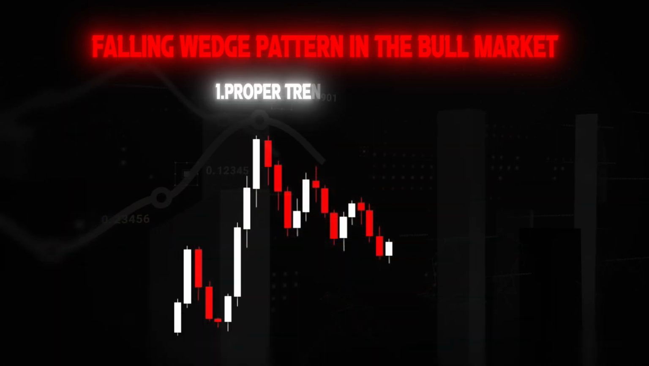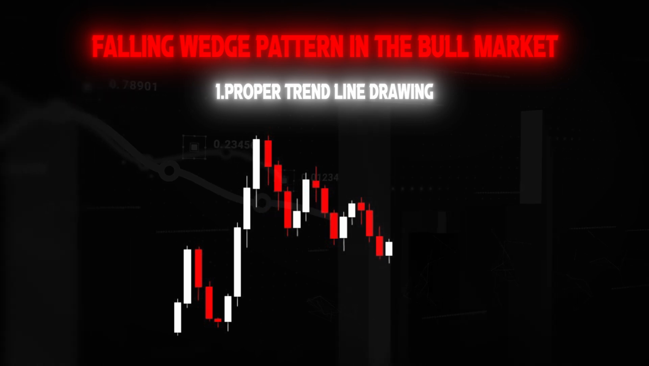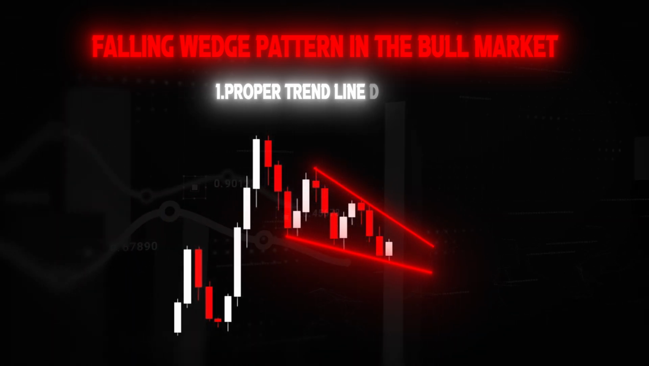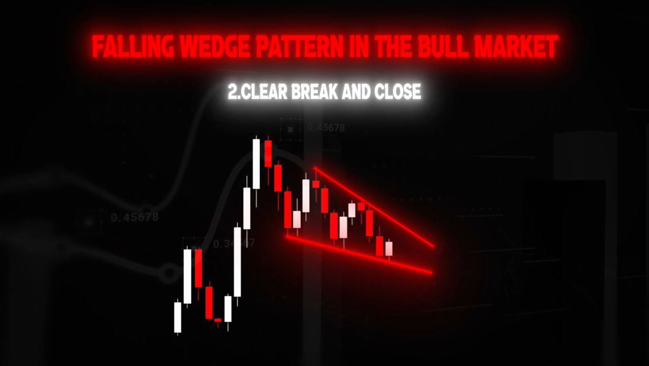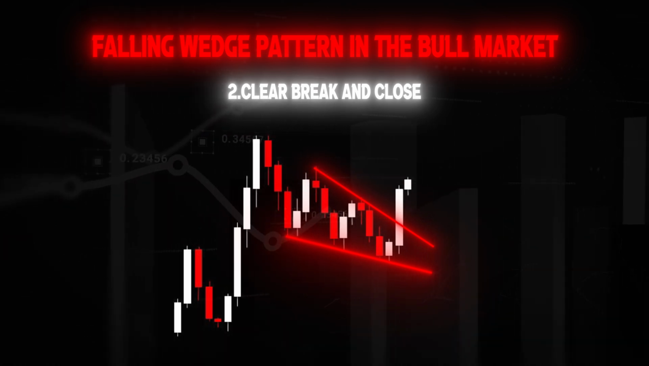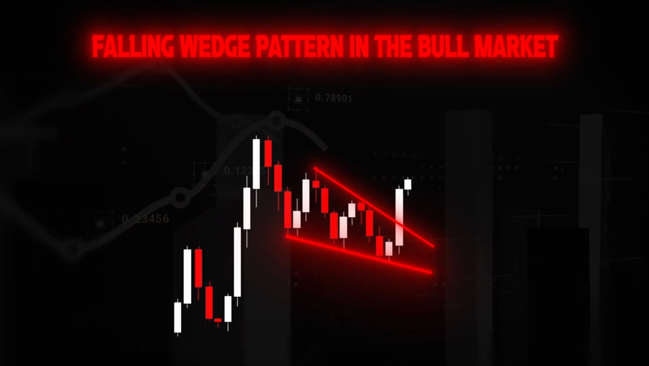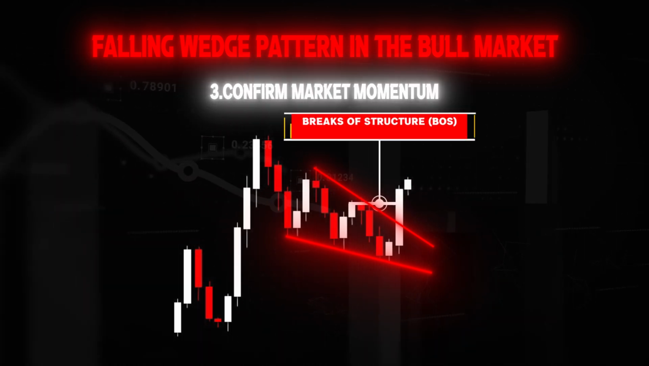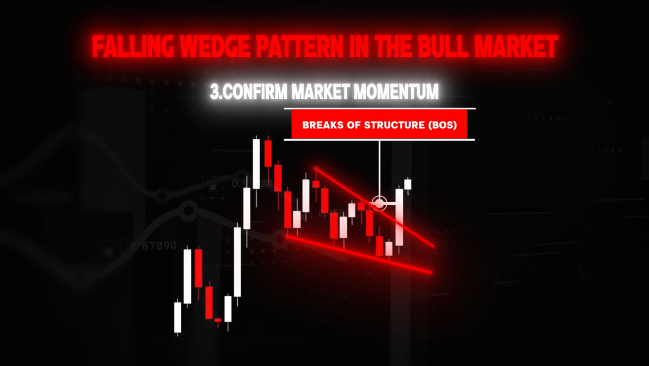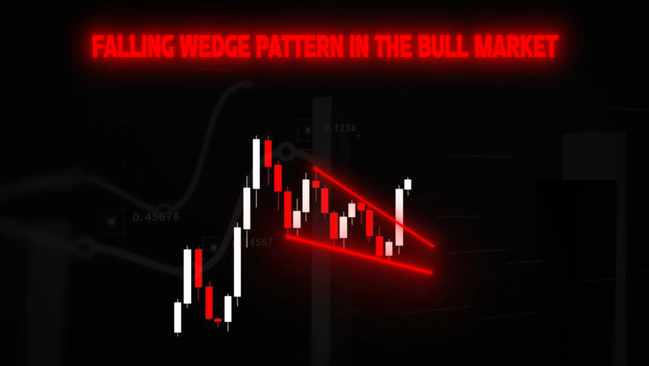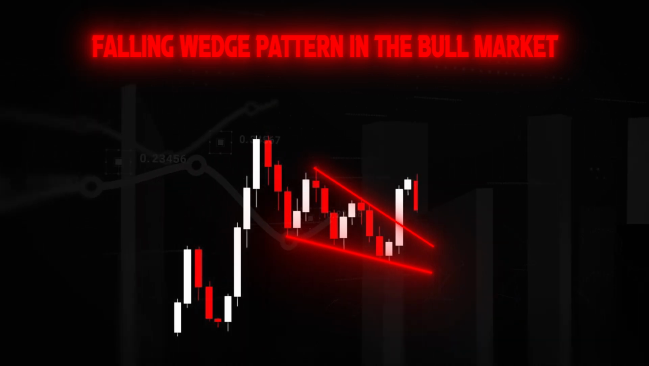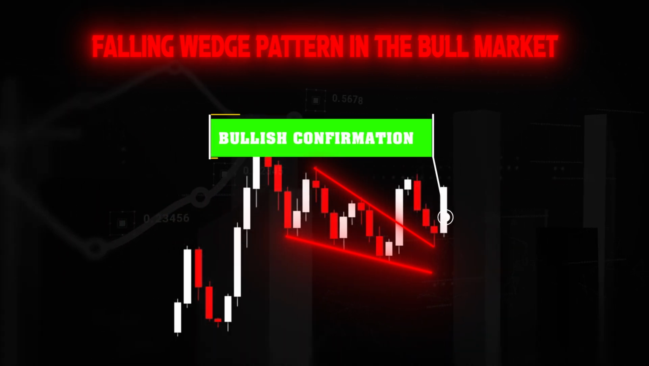1. Proper trend line drawing. Draw trend lines from the wicks in areas with the maximum number of touches to accurately identify the rejection area. 2. Clear break and close. Wait for a candle to definitively break and close above the trend line for initial confirmation. 3. Confirm market momentum. Ensure the price also breaks above the previous market structure to confirm that the market has sufficient momentum to push higher. Once the break is confirmed, look for entry signals to open a buy position.